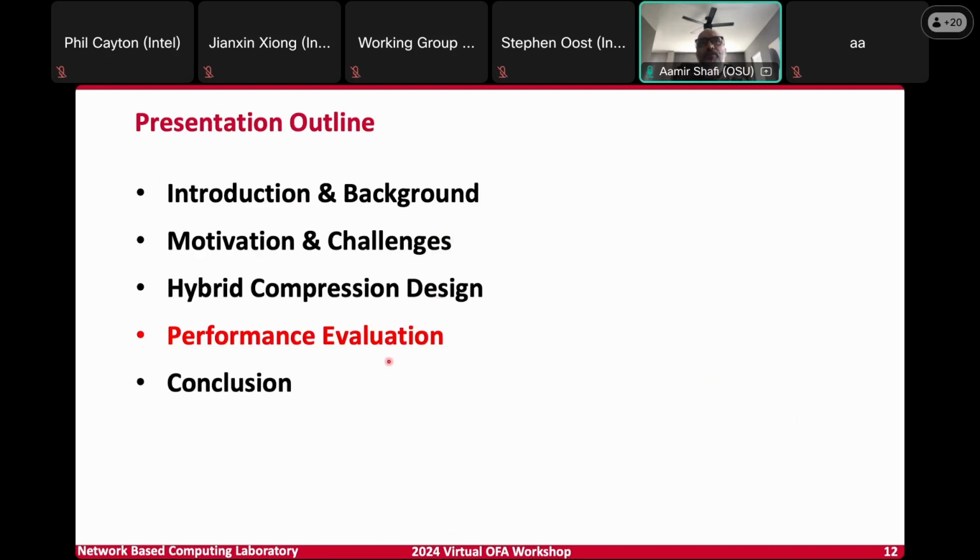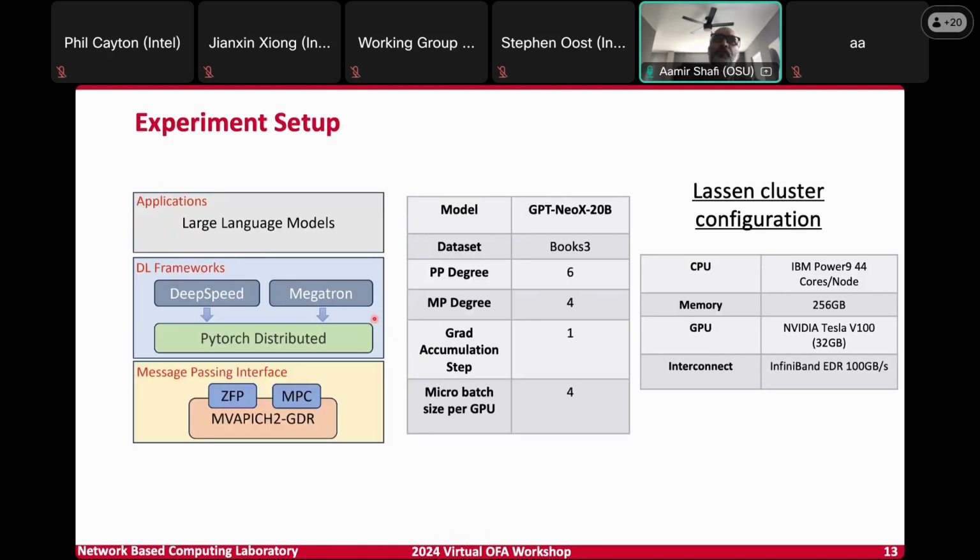So now over to some performance evaluation. Here is the performance experiment setup. The application is LLM training. We are doing this with DeepSpeed and Megatron-LM, both of which work on top of PyTorch distributed. The communication library here is MVAPICH2-GDR, which has support for ZFP, lossy, and MPC, which is a lossless compressor. We are training the GPT-NeoX 20 billion parameter model.